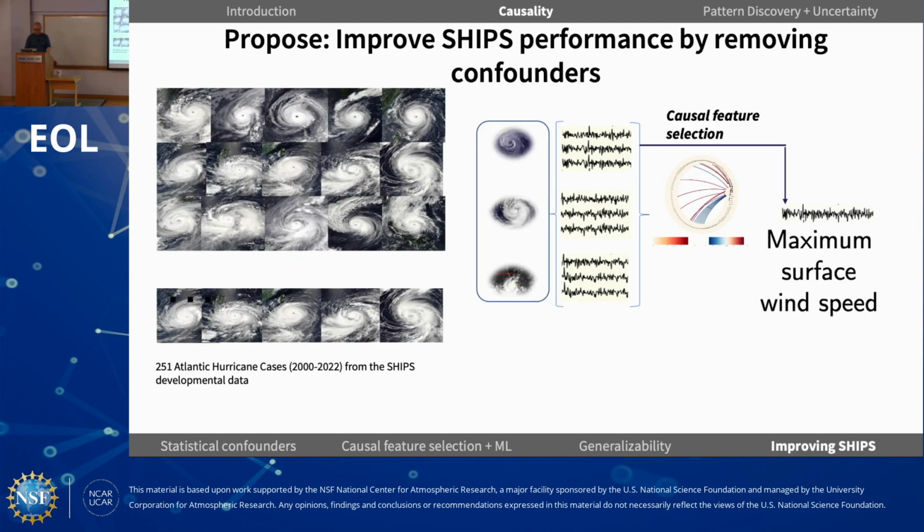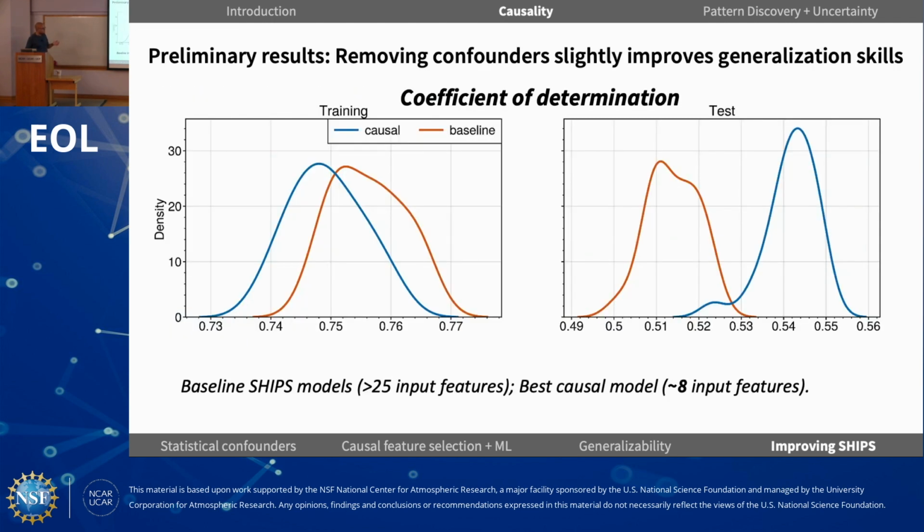So another part of the ongoing project is trying to repeat this analysis on the SHIPS data set. We're working with Sarah, trying to first remove some potential redundant information. We start with 251 hurricane cases and then perform similar things to what we did before.